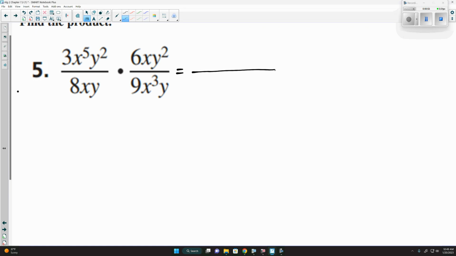When we simplify this, the first thing we need to do is multiply numerators with numerators, denominators with denominators, multiplying straight across. So 3 times 6 is 18. X to the 5th times x, like bases, we add the exponents, so that's x to the 6th. And y squared times y squared would be y to the 4th. In the denominator, 8 times 9 is 72. X times x cubed would be x to the 4th. And y times y would be y squared.